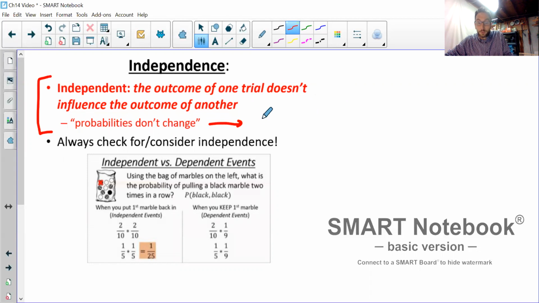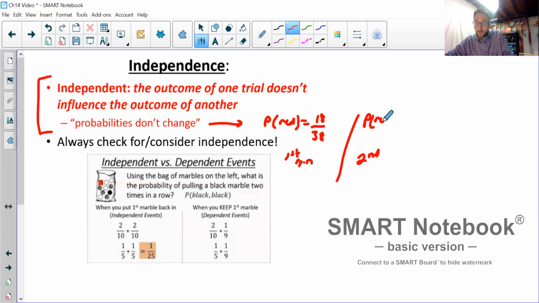Like if I walk up to a roulette table, the probability that the roulette wheel lands on red is 18 out of 38 on the first spin. The next time I play, on the second spin, the probability it lands on red is still 18 out of 38. That probability never changes. Those are independent events. Not all events are independent, but many are.